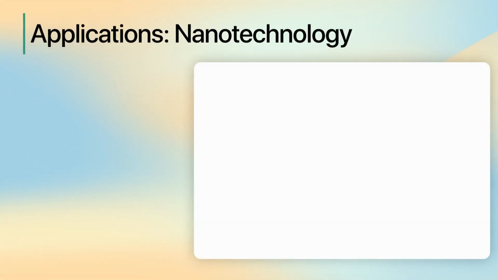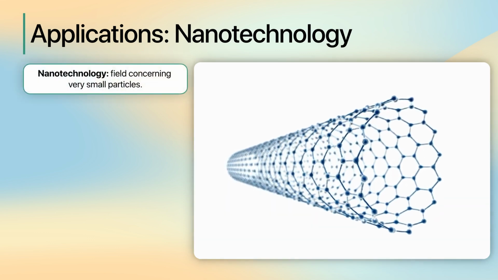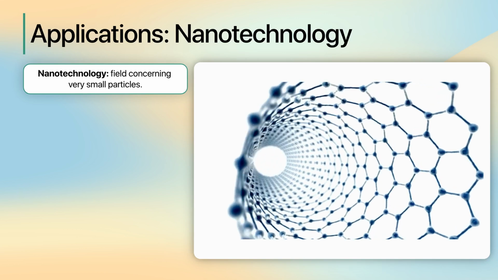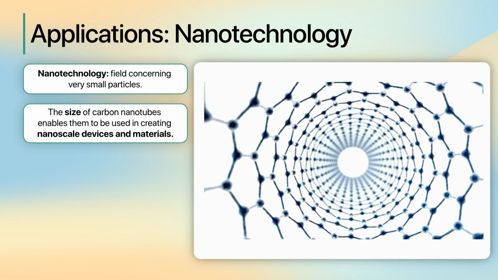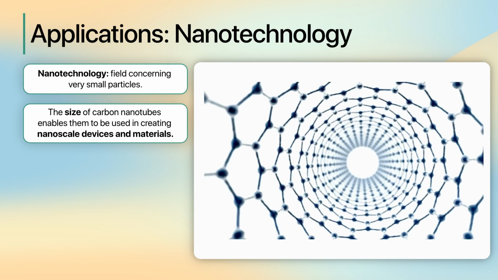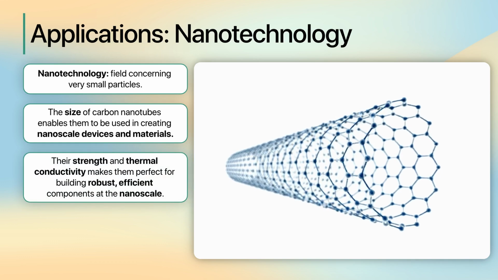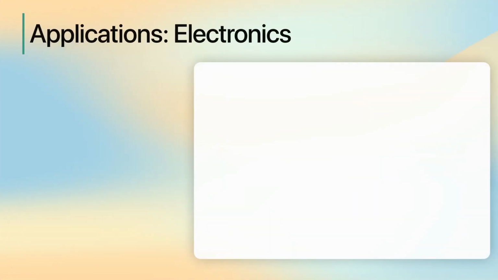Next, let's explore why carbon nanotubes are so significant in the fields of nanotechnology, electronics, and material science. In nanotechnology, which is a field concerning very small particles, specifically on the nanoscale, which we will look at in the coming lessons, the minute size and exceptional properties of carbon nanotubes enable them to be used in creating nanoscale devices and materials. Their high strength and thermal conductivity make them perfect candidates for building robust, efficient components at the nanoscale.